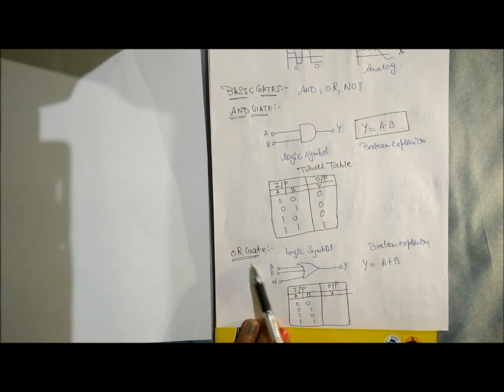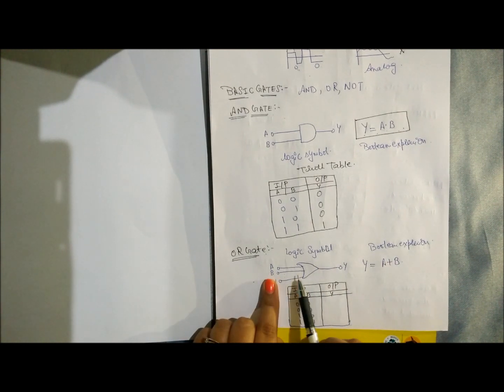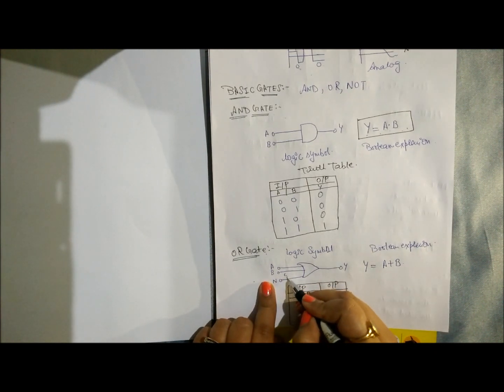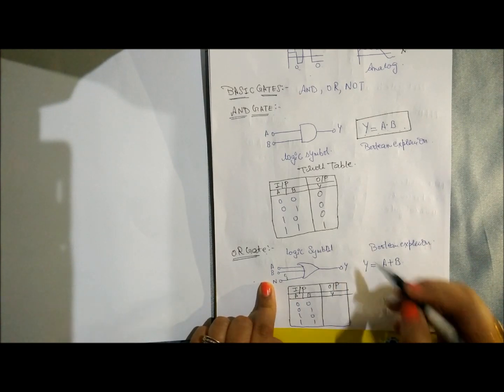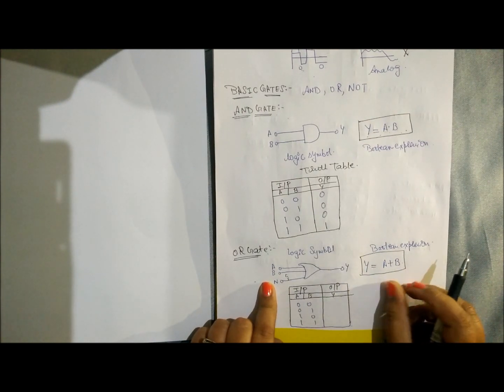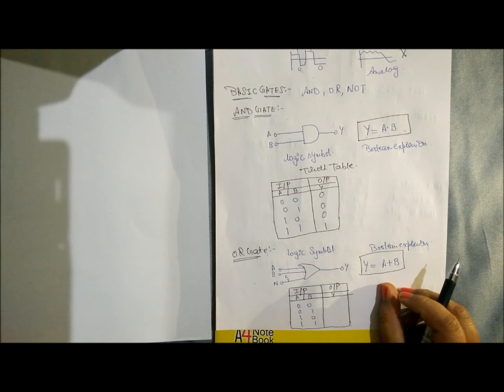Next is the OR gate. The logic symbol for the OR gate is this. You can see in the OR gate you can have n number of inputs, A, B up till n, and this is the logic symbol. Its Boolean expression is Y is equal to A plus B. That means the inputs you are getting, you have to add them, and then you will get the output.